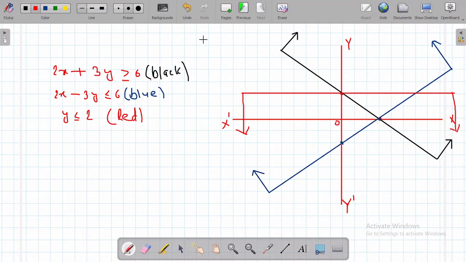Prachi, which inequality have you reached? So the third one. Okay.